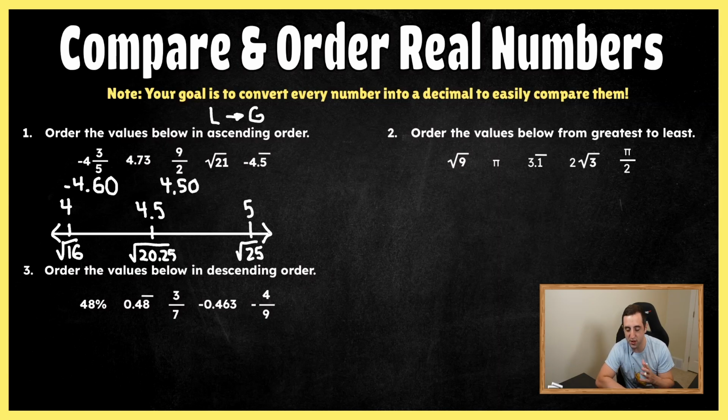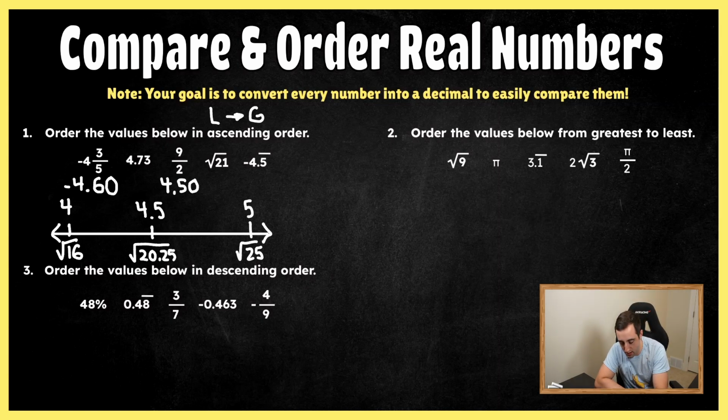So the square root of 21, where does this fall on the number line? Well, 21, is it between 16 and 20 and 25 hundredths? Or is it between 20 and 25 hundredths and 25? Well, you should know it's between 20.25 and 25. So we know it's bigger than 4.5. But it's definitely closer to 4.5 because 21 is a lot closer to 20.25 than it is to 25.